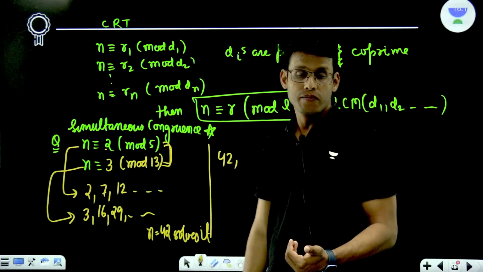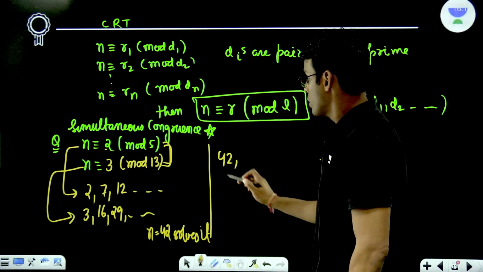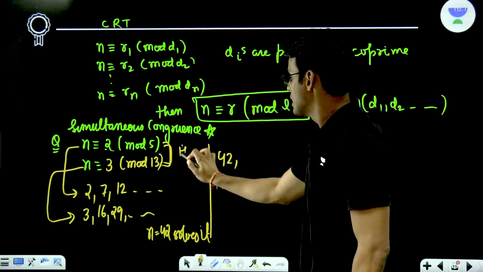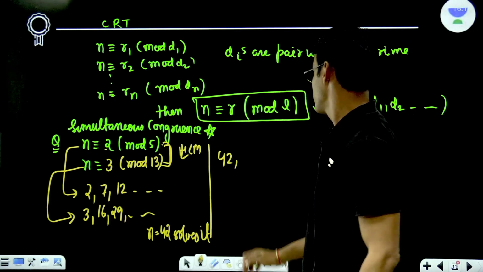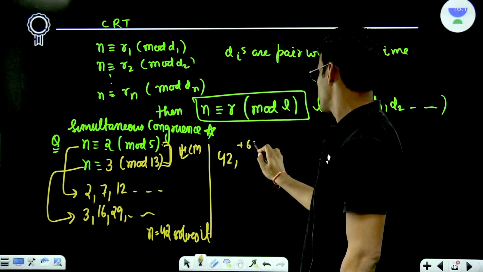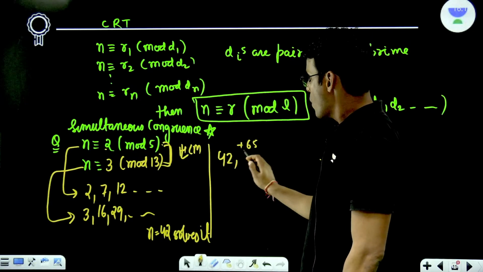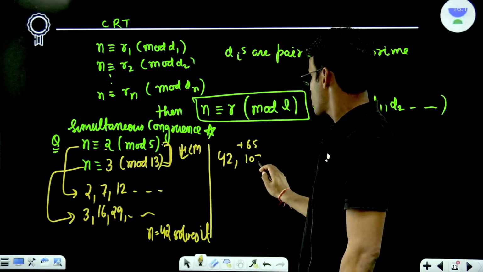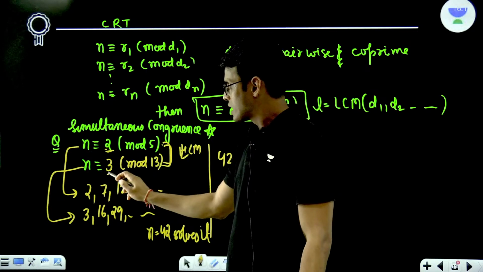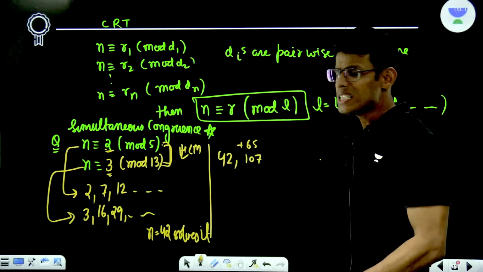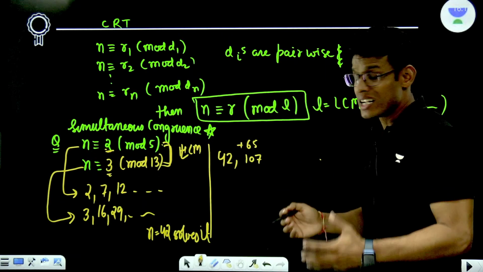What is the next number? If you add the LCM of 5 and 13, simply add 65. If you add 65 here, you get 107. Now check for 107. Is it satisfying both? Yes, obviously it will satisfy. So why will it satisfy?